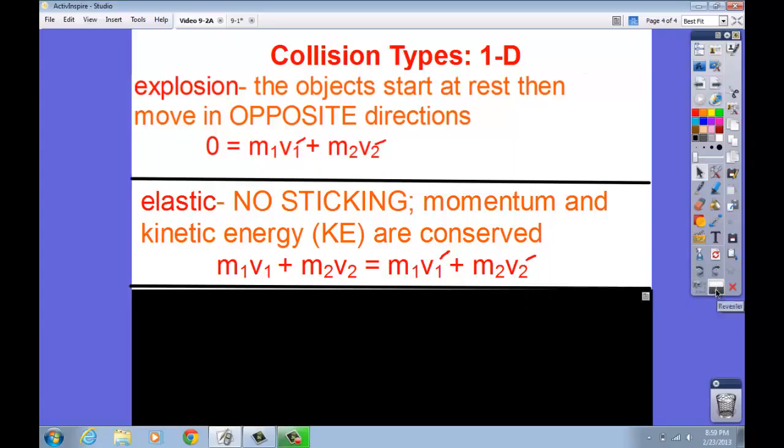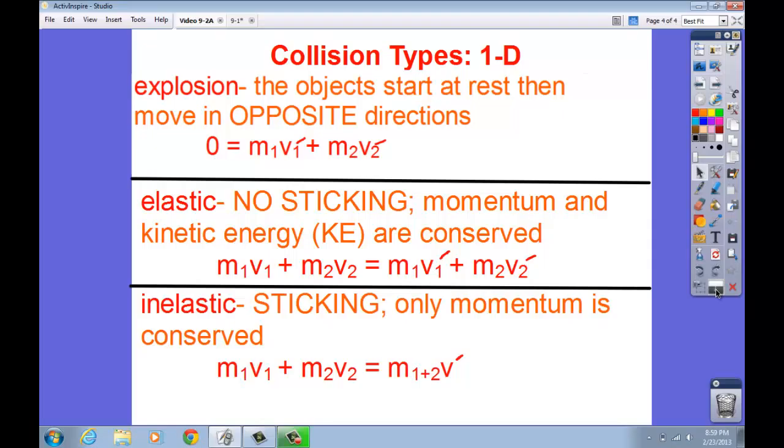The last type of collision that we will look at in one dimension is an inelastic collision. That's where the objects will stick together after the collision occurs and they remain together. In this type of collision, only momentum is conserved, not kinetic energy. And you can see by the equation that we start with two distinct objects, m1 v1 plus m2 v2, and afterwards we have a combined mass, m1 plus m2. To get that combined mass, you just simply add m1 and m2. And we only have one v prime because they are attached, they're sticking together.